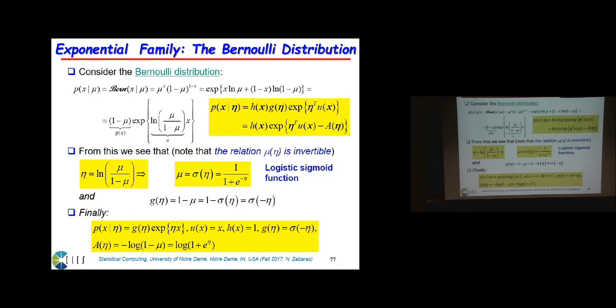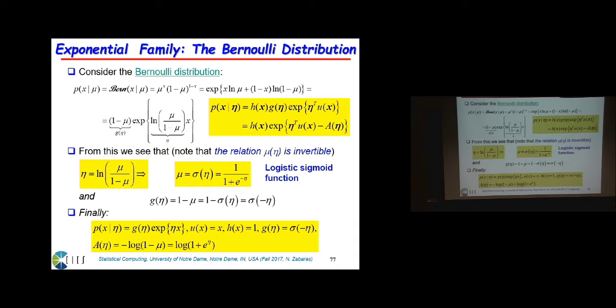This is the Bernoulli distribution. So heads means x equal to 1, x equal to 0 is tails, and the probability of heads is mu. So what you see here in the top equation is the moment parameterization, right? Mu is the mean of the distribution. That's the moment parameterization. So we're asking, is this an exponential family distribution?